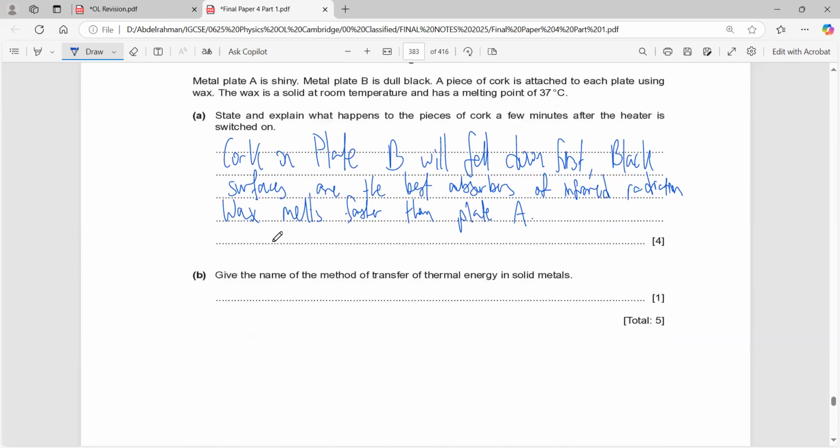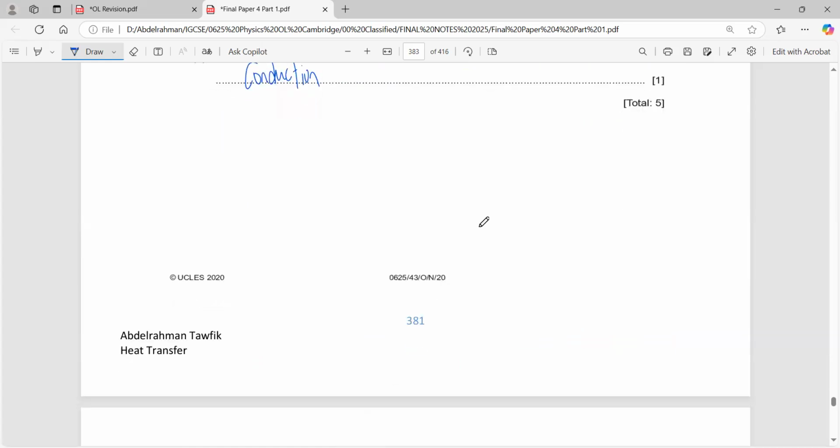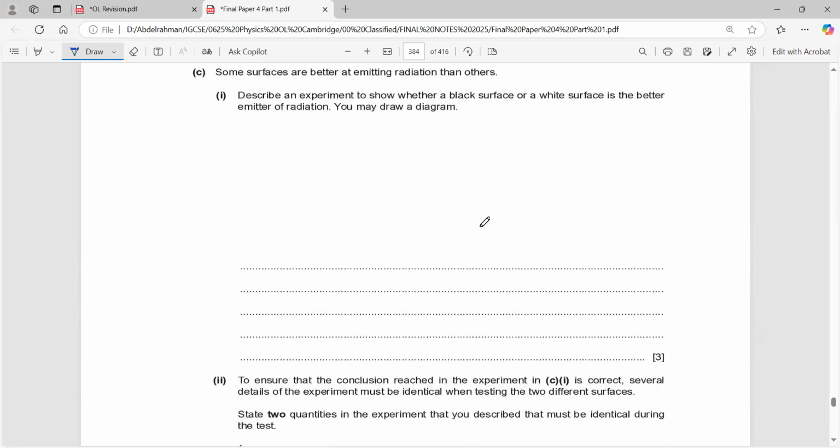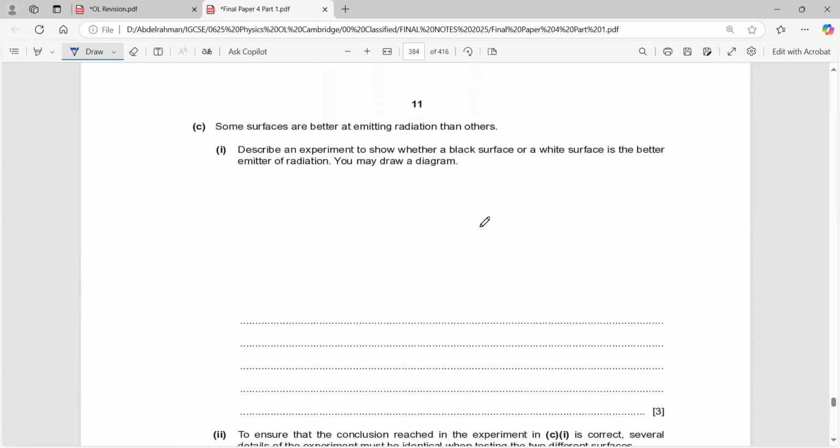Okay, يلا, question B. Give the name of the method of transfer of thermal energy in solid metals. In solid metals. Okay, what's it? Conduction. Yes, conduction طبعا. So apparently this is another question other than the other one, يعني this is completely different. But still, let's solve it.